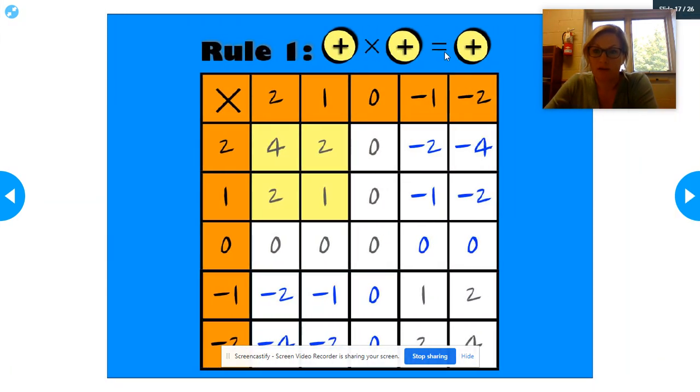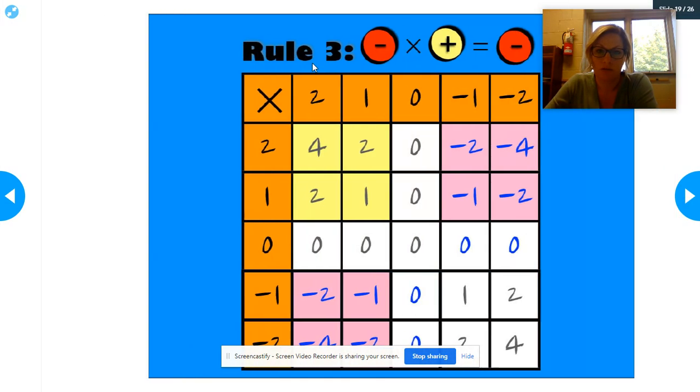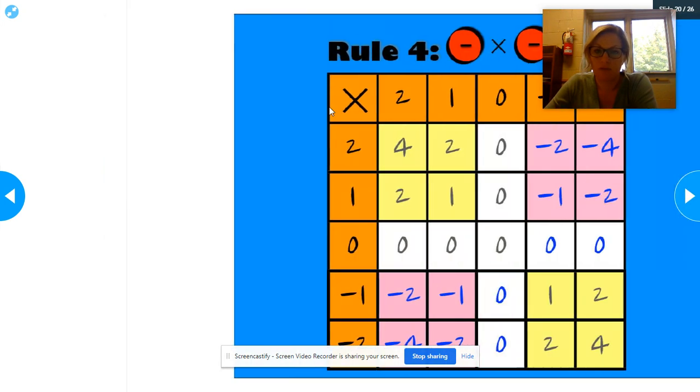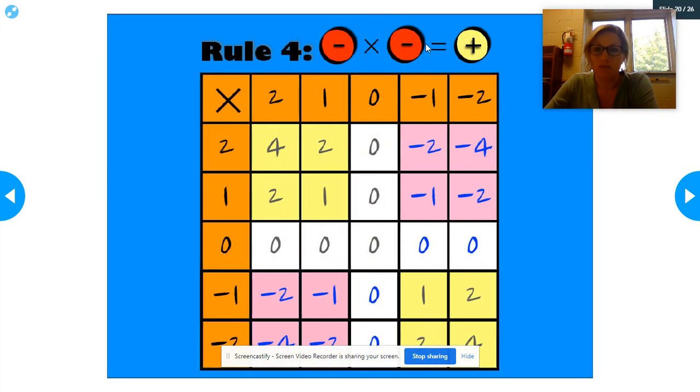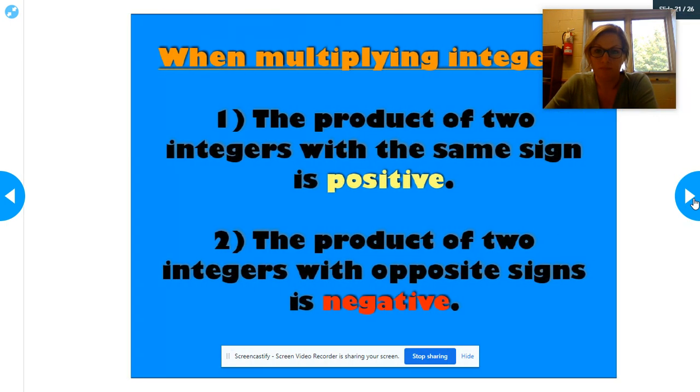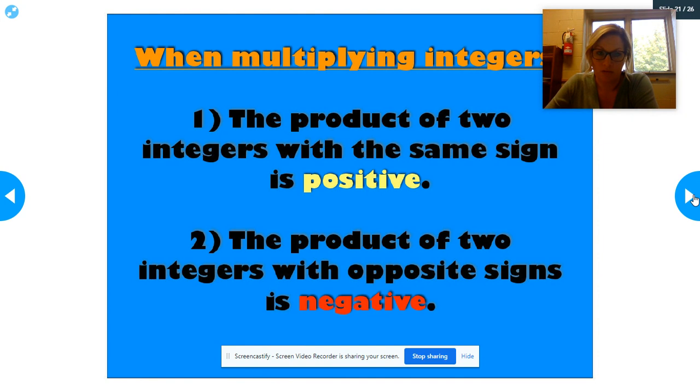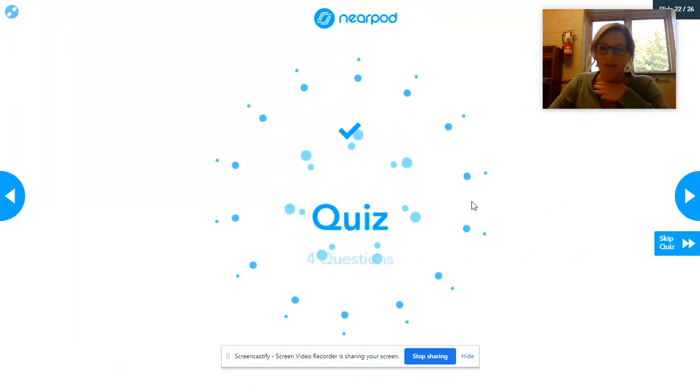So showing you positive times positive equals positive. Positive times negative equals negative. Negative times positive equals negative. Negative times negative equals positive. So the product of two integers with the same sign is positive, and the product of integers with opposite signs is negative. But once you get into larger numbers, like multiplying 3 and 4 numbers together, just count up your negatives. Even, odd. Even number of negatives, positive. Odd number of negatives, negative. And you're going to take a little quiz.